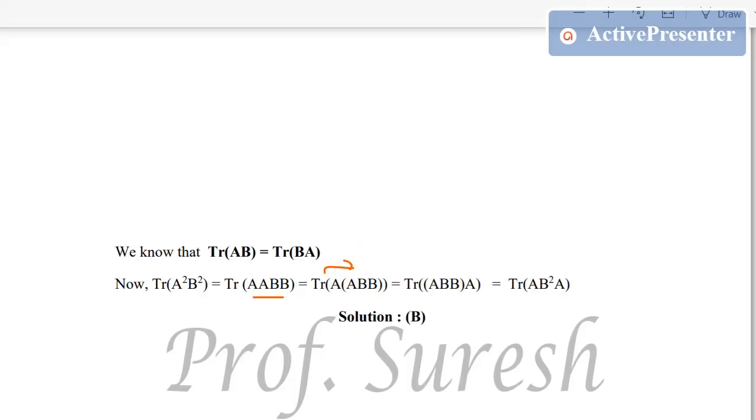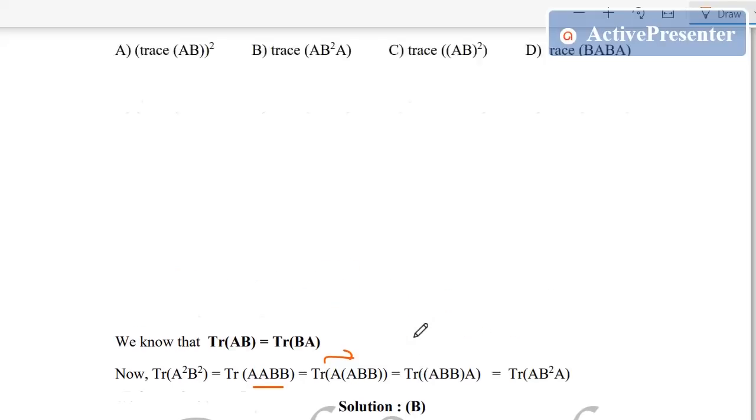So, A, BB, A. Remove this bracket. Then, A, B, B, A. B into B is B square. So, trace of A, B square, A. Solution is B.